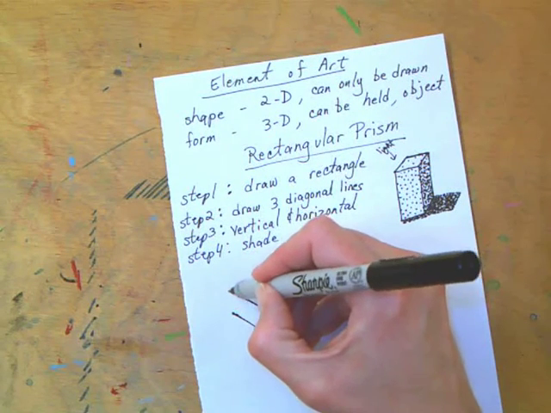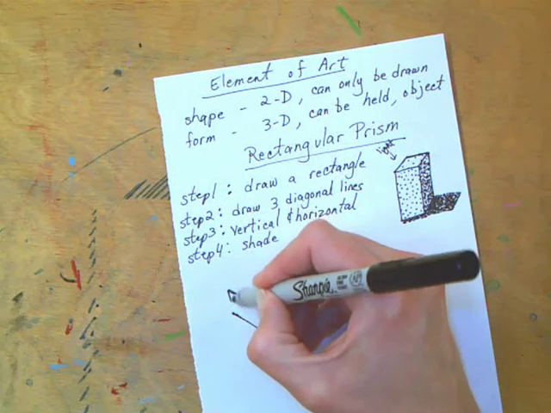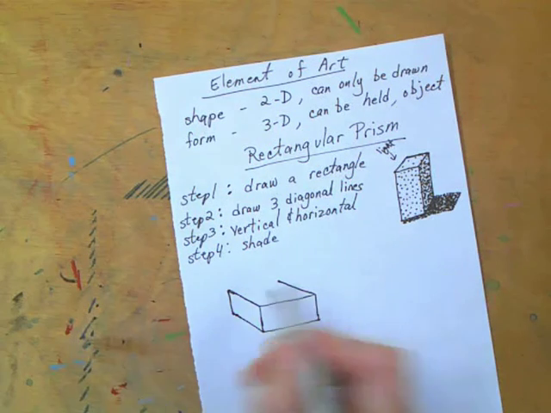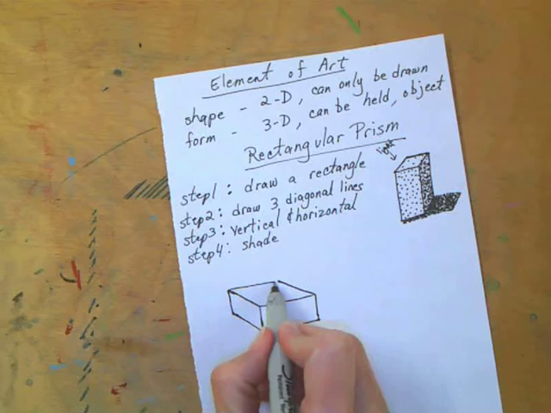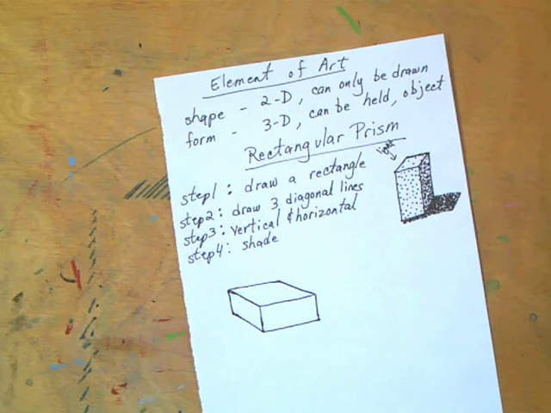So now I need a vertical. That's not quite as long as the other one now. So I need my vertical, and I need my horizontal.